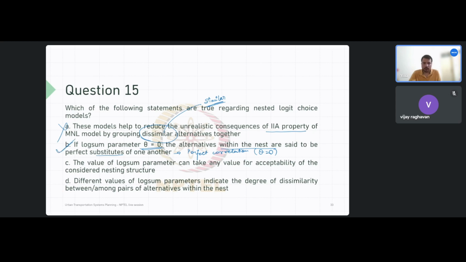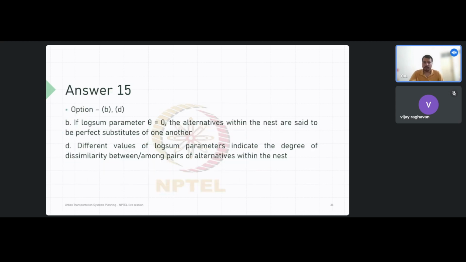So B is correct. The value of the log sum parameter can take any value for acceptability of the nesting structure. No. Theta should only lie between 0 and 1. It cannot take any value. So C we can remove. Different values of log sum parameters indicate the degree of dissimilarity between and among pairs of alternatives. Yes, this is also true because based on how theta changes between 0 and 1, we will have different degrees of dissimilarity between the two modes or alternatives. So options B and D are correct.